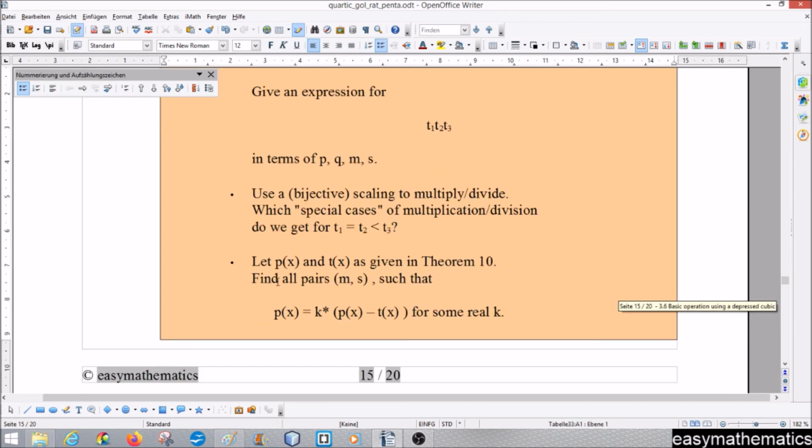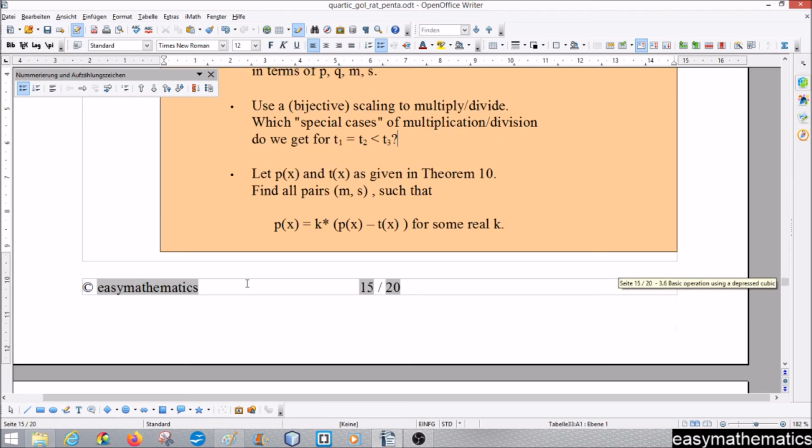Okay. And the third one: let P of x and T of x be as given in Theorem 10. Find all pairs M, S such that P of x equals k times P of x minus T of x for some real k. Alright.